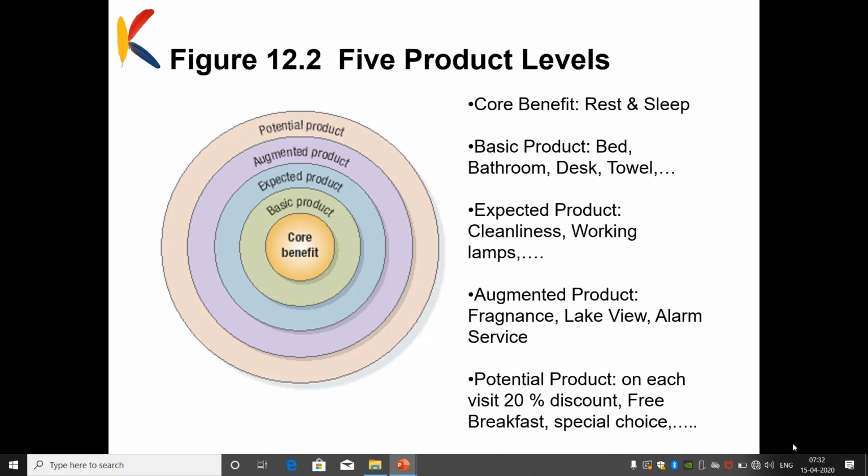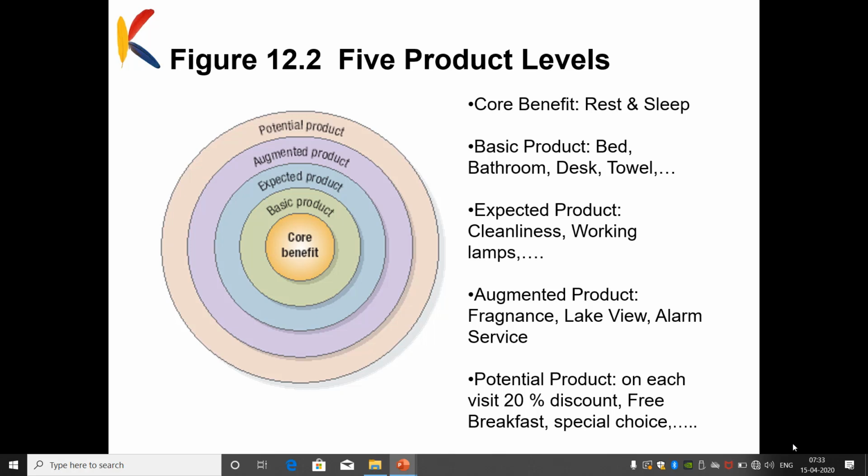Services or features which you are providing in your product or services, over and above the basic expectations, right? And last comes the potential product. Suppose you are a loyal customer to a particular hotel, and they are maintaining the database, and when you go for a booking or check-in, they say, sir, you are our loyal customer and we are offering you a special 20% discount, or maybe a free breakfast, or a special choice of a similar kind. So these are the 5 basic levels of the product.